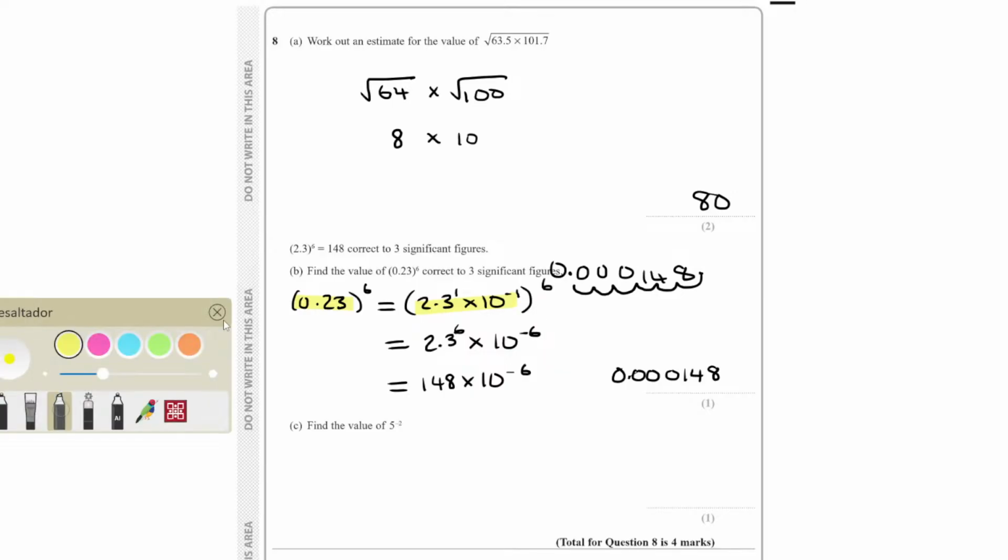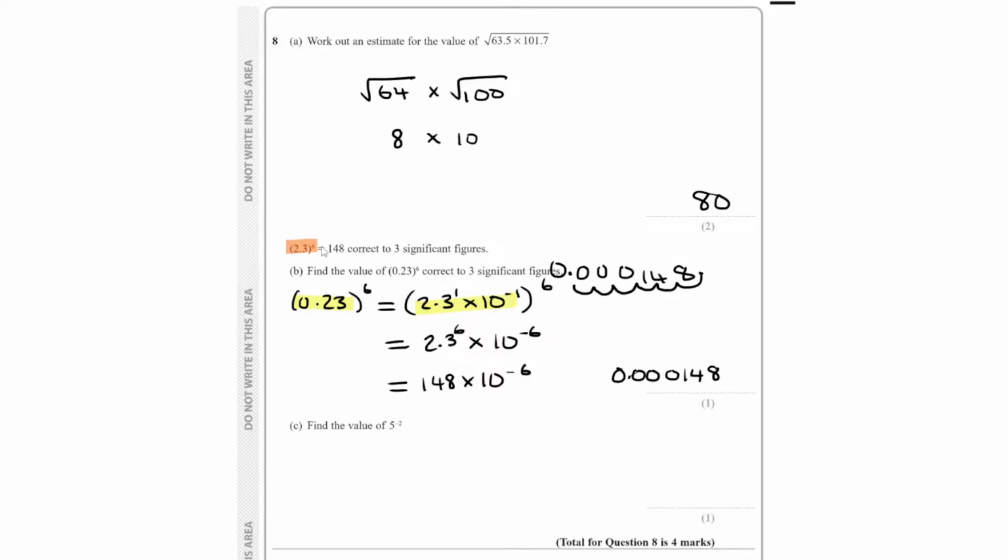And then if I highlight, the reason why that was helpful to me is because they told me what 2.3 to the power of 6 was. So you see how I just substituted that in? From the information they gave me, I just replaced it because they told me that 2.3 to the power of 6 was 148. So I just replaced it.